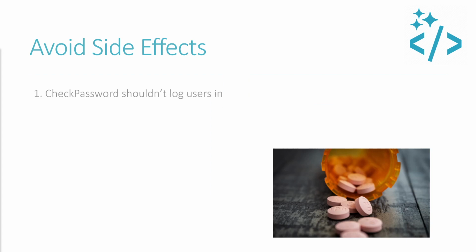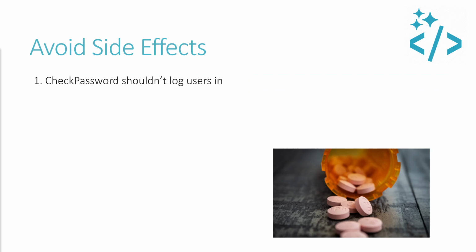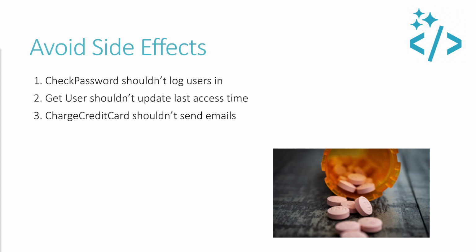We should avoid also side effects of methods. So for example, a check password method should only check if the password is okay or not, and shouldn't do other things like log users in or out. Get user shouldn't update last access time, or charge credit card shouldn't send emails. Validate order shouldn't save orders. So these are some examples.